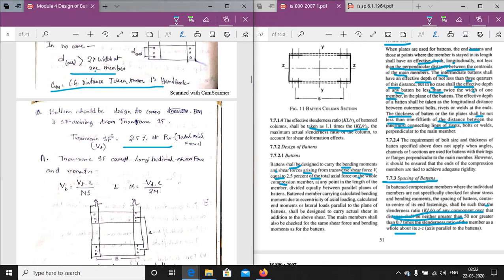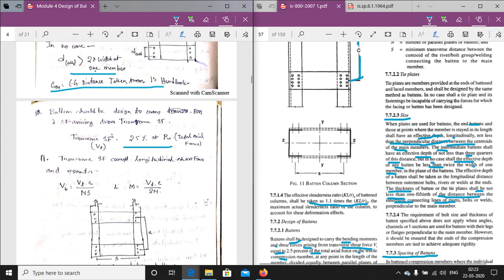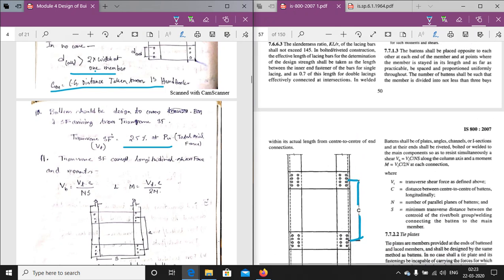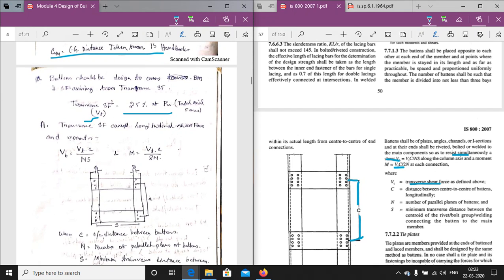Now this transverse shear force will cause longitudinal shear and bending moment. So the longitudinal bending moment will be caused. The batten plates shall be designed to resist simultaneously a shear force and the bending moment from Vt, where Vt is the transverse shear force that we have calculated. The transverse shear force will cause the longitudinal shear force and the moment. So the longitudinal shear force Vl is equal to Vt into C by Ns, Vt into C by Ns.